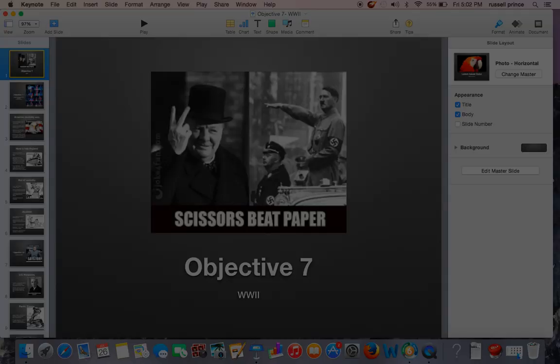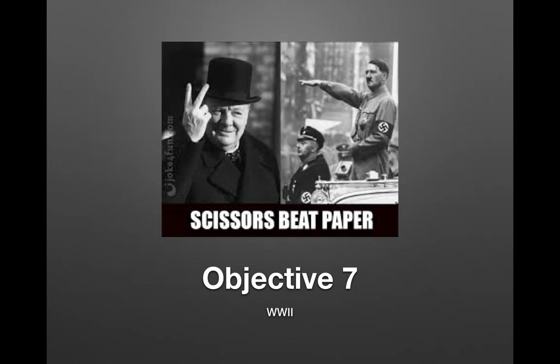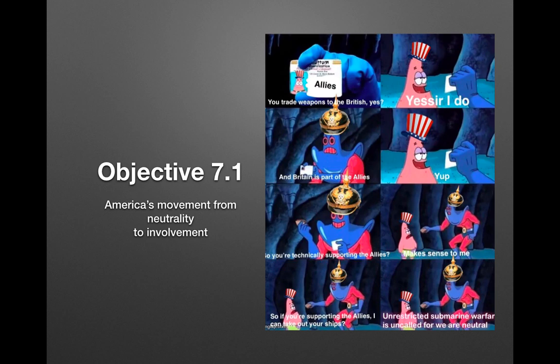All right, here we go with objective 7. I found this somewhere and I just thought it was funny. Scissors beat paper. Winston Churchill is going to get the best of Adolf Hitler. But just interesting how that works. V for victory. Anyway, objective 7.1 is America's movement from neutrality to involvement.